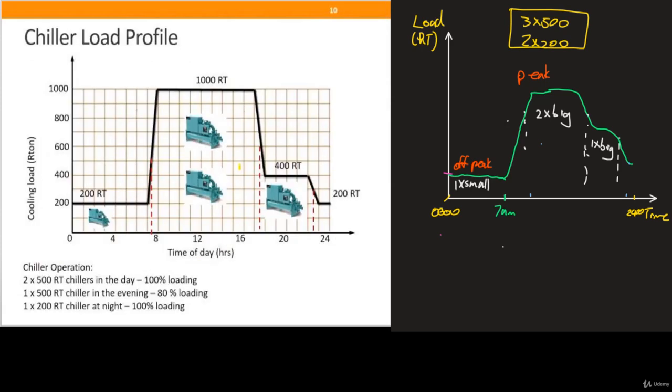So basically it should look something like this. 2 big chillers in the day, then you switch off 1 big chiller during the evening, and at night you switch to the small chiller. So this may be your typical operating schedule for a day.